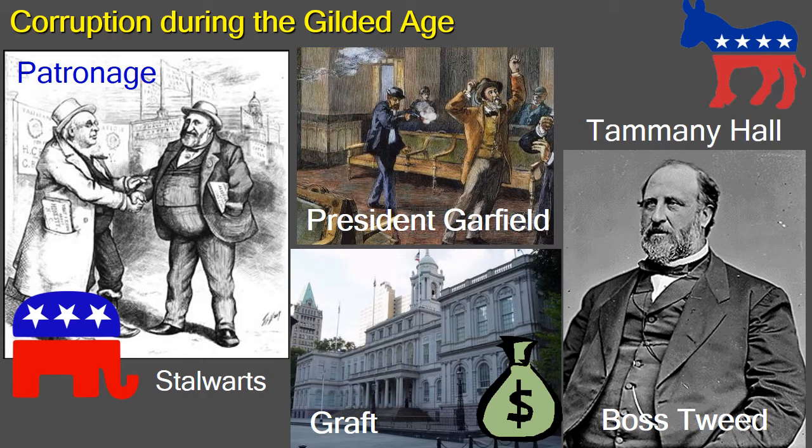Boss Tweed became the head of Tammany Hall, the Democratic political machine in New York City. He led a corrupt group of politicians that defrauded the city. Boss Tweed helped to get the New York City courthouse built. It cost the taxpayers over $13 million. It actually only cost $3 million to build. Where do you think the other $10 million went? It went to Tweed and his cronies. We call this graft.